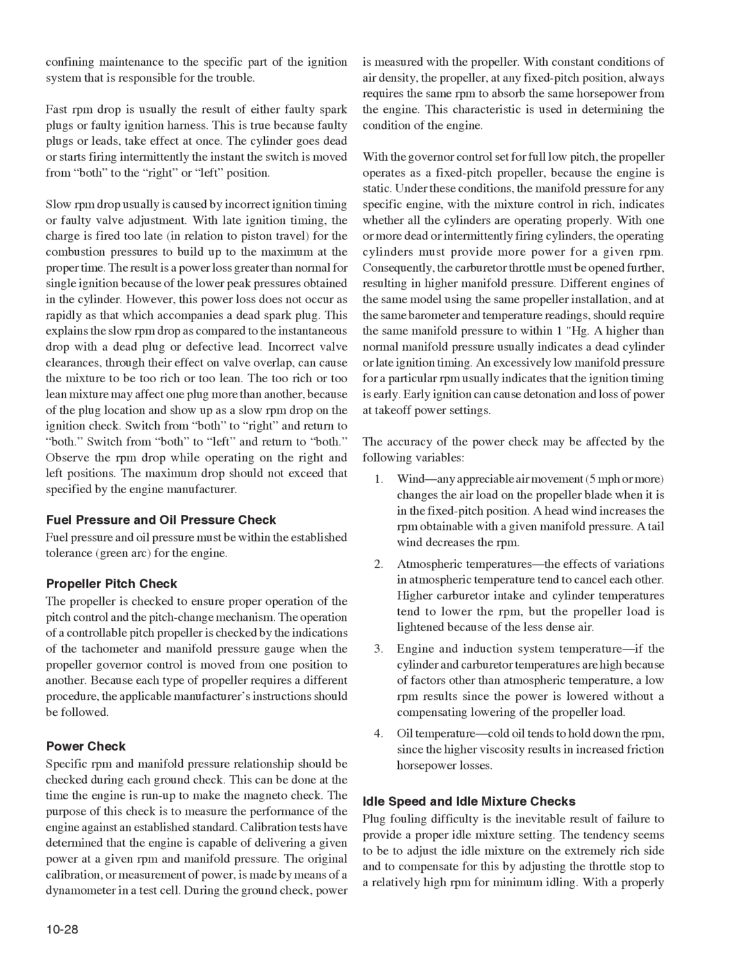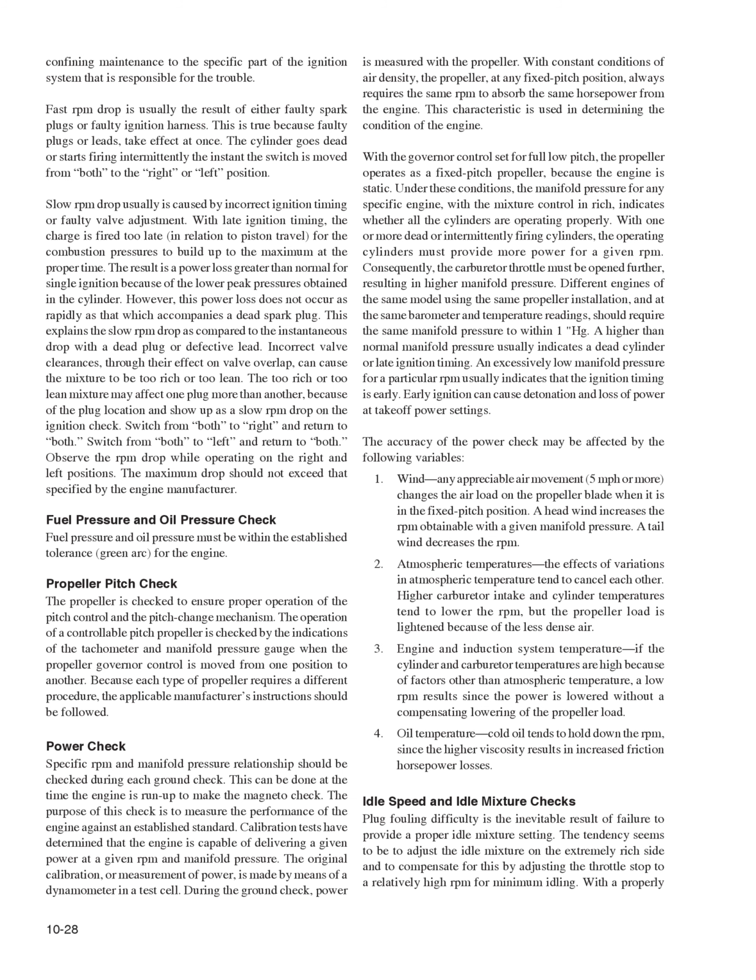Propeller pitch check. The propeller is checked to ensure proper operation of the pitch control and the pitch change mechanism. The operation of a controllable pitch propeller is checked by the indications of the tachometer and manifold pressure gauge when the propeller governor control is moved from one position to another. Because each type of propeller requires a different procedure, the applicable manufacturer's instructions should be followed.